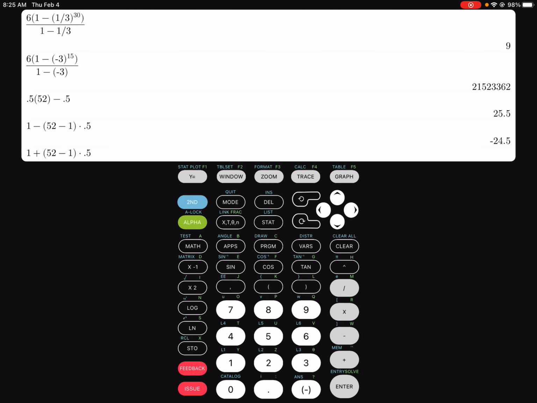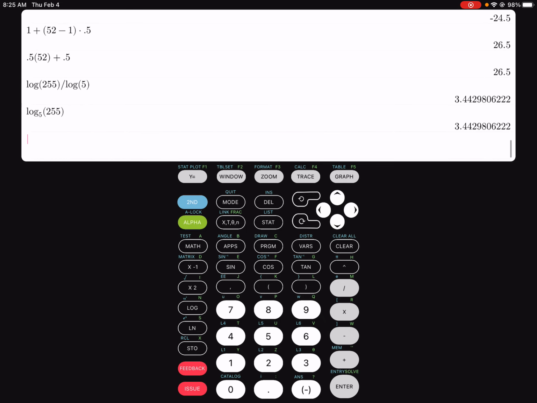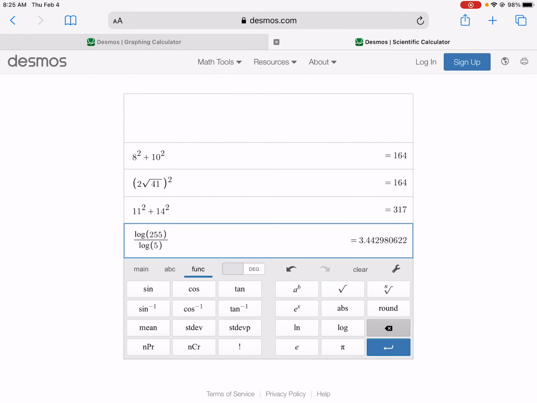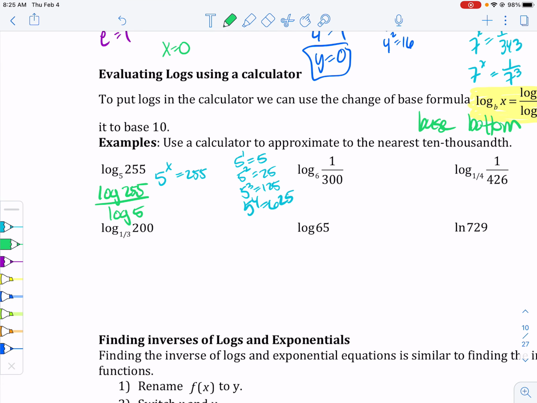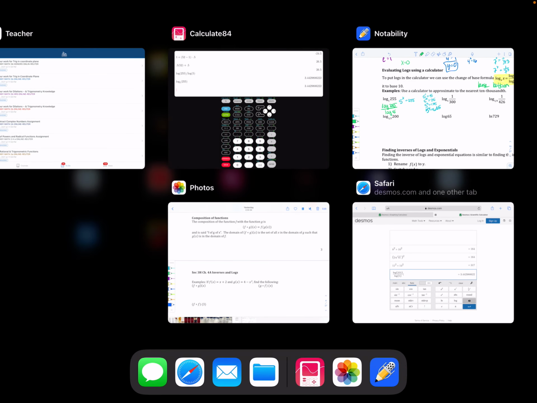So 3.443. Oops, we wanted to round to the nearest 10,000ths. For the 10,000ths, you do tenths, hundredths, thousandths, 10,000ths. So that's 4 decimals. So let's go back.